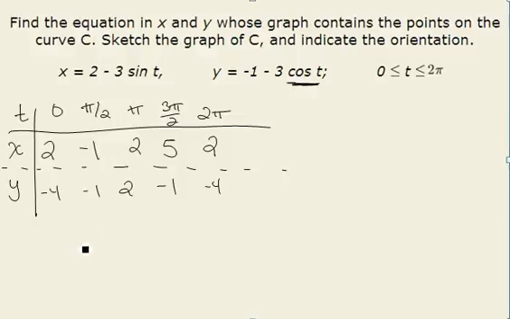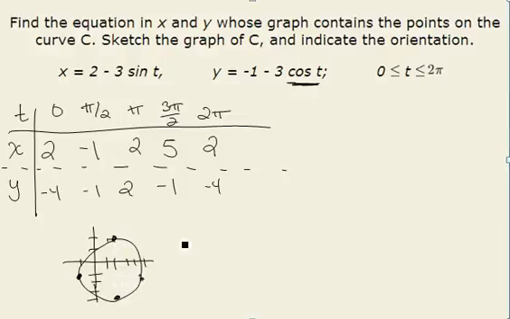As we sketch our graph, we see that we start off at the point 2, negative 4. Then we get to the point negative 1, 1, to the point 2, 2, and then to the point 5, negative 1, and back again. We can see that this looks like the equation of a circle that has a center and a radius.